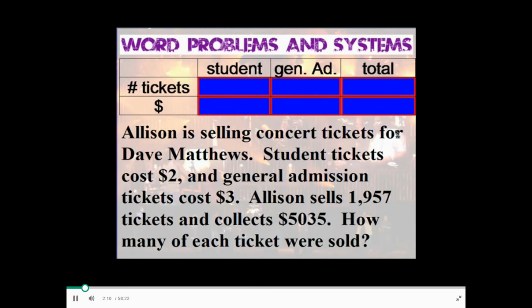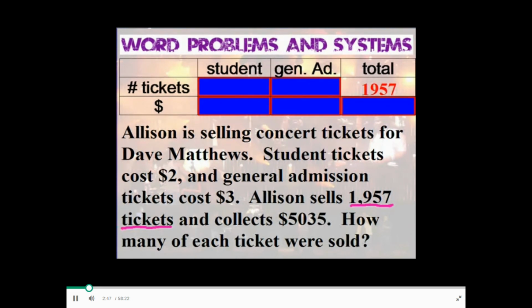Next, you're going to write down what the two totals are. So look through your word problem and let's see if we can find a total. $2? No. $3? No. 1,957 tickets? Yes, this is definitely a total. So I'm going to put number of tickets, and right here I'm going to write 1,957 because she sold 1,957 tickets. So over here I would write number of tickets. Now I know that in this example it's already given to you, but in the future it won't be. All right, so that's one total.